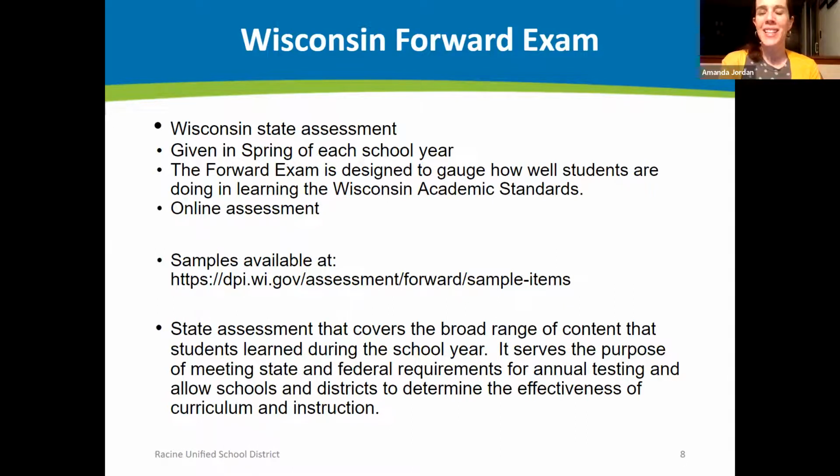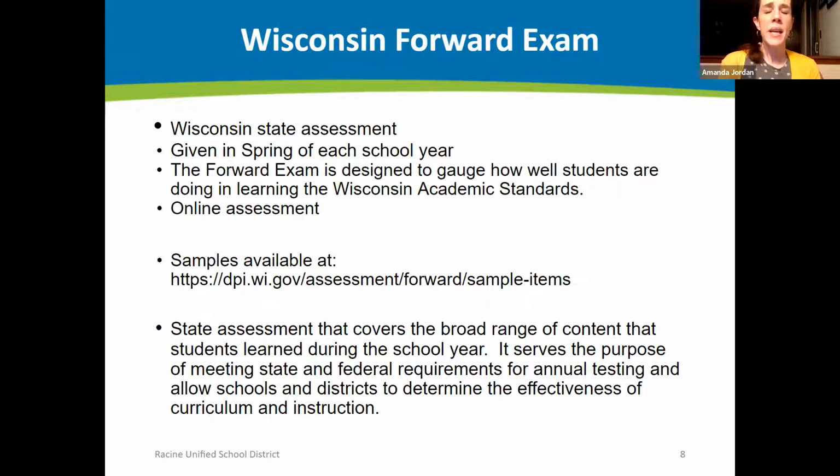Back in the day, as I remember when I was a kid, it was a big packet of papers. It is now an online assessment. And the Forward assessment is used not only to gauge individual student success in learning on the academic standards, it's also used to support the Wisconsin State Report Card that is back this year as well. And so the Forward exam is also one of the indicators that the state of Wisconsin uses to look at how school districts are doing in supporting their own students.